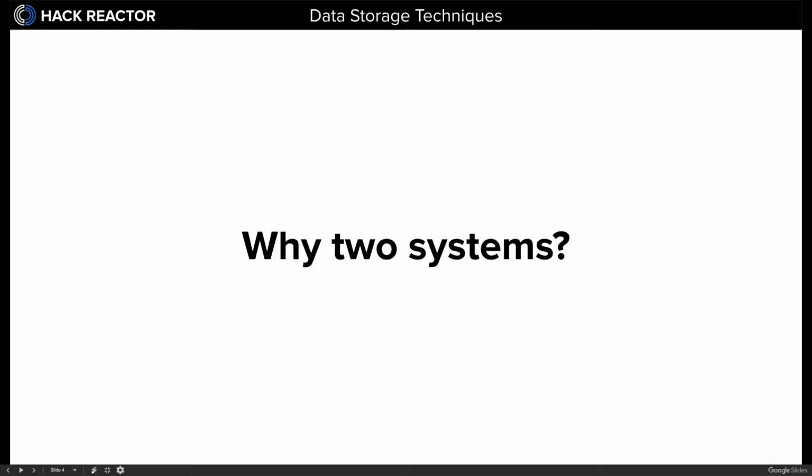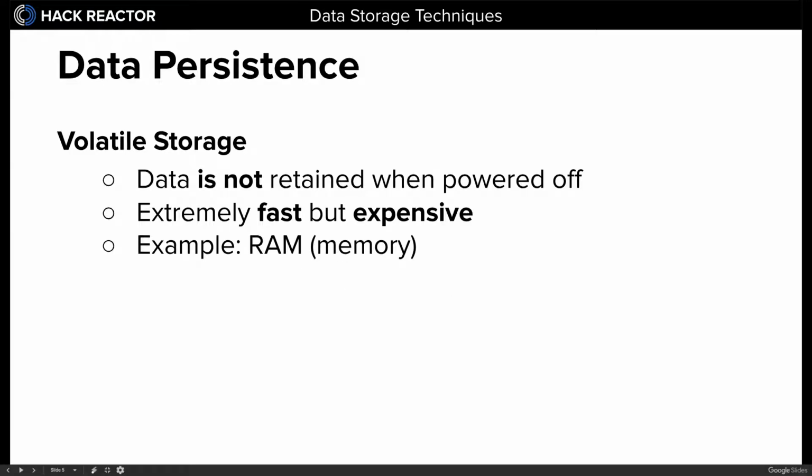So why two systems? Efficiency, obviously. Volatile storage is data that is not retained when powered off, as I said. It's extremely fast but expensive, and RAM is the one that we all know. So, the more RAM you have, the more room your computer has to essentially throw a bunch of variables into that storage, but again, it's not permanent.